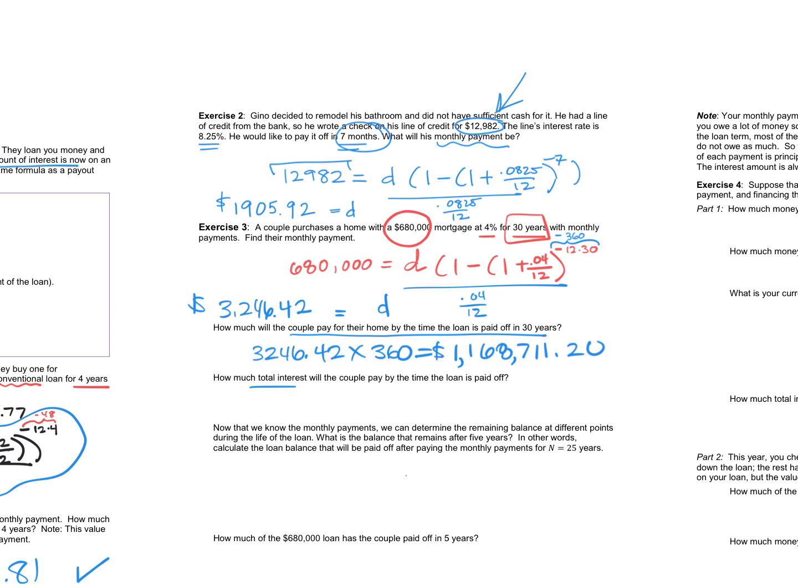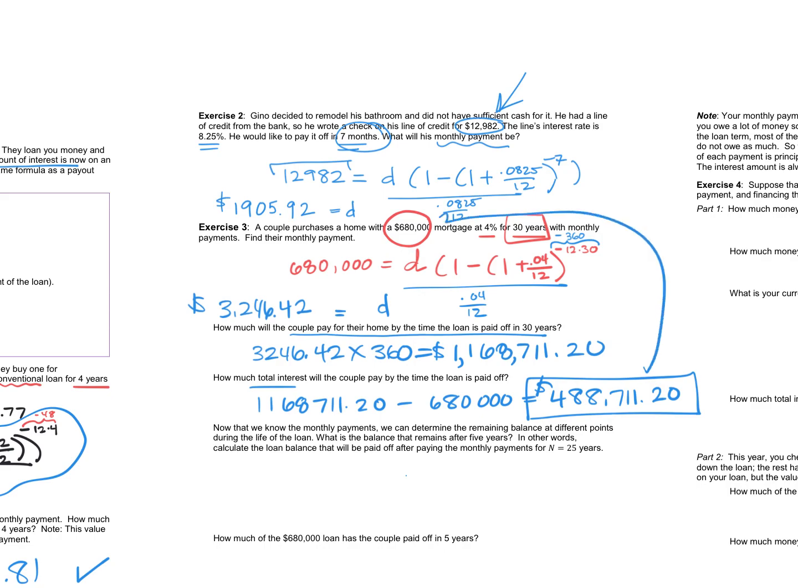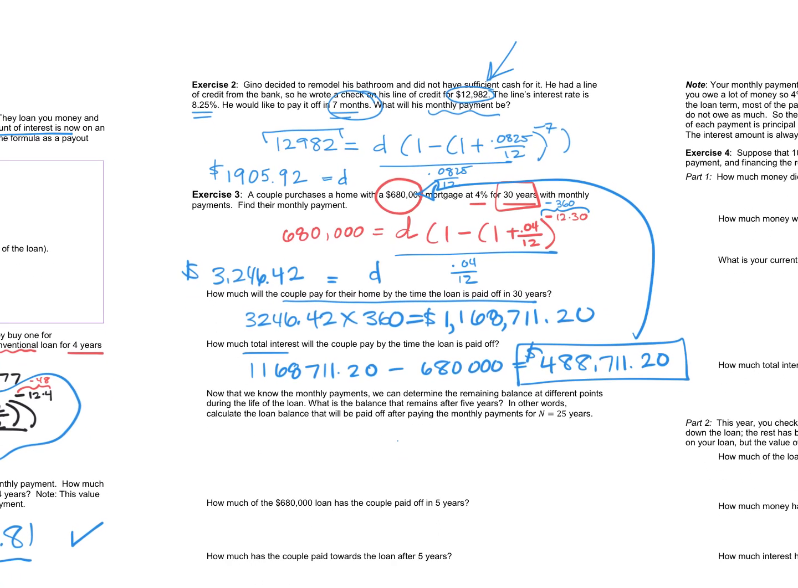So if I want to calculate the amount of interest, I'm going to take the amount that I paid minus the cost of the house, and we'll end up getting $488,711.20. So that's how much interest you're paying. It's like almost the cost of the house. Kind of crazy how that works.